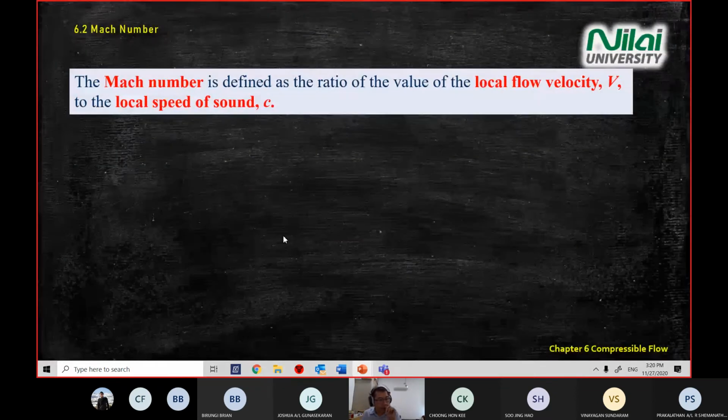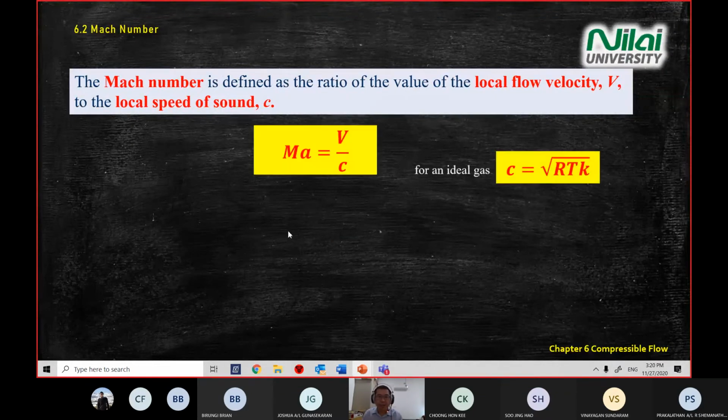Okay, the next one, we're going to look at question 12 in your handout. We look at Mach number. So what is Mach number? Remember this equation. Mach number, Ma equals V divided by C. V is the local flow velocity or your upstream velocity. C is the local speed of sound.